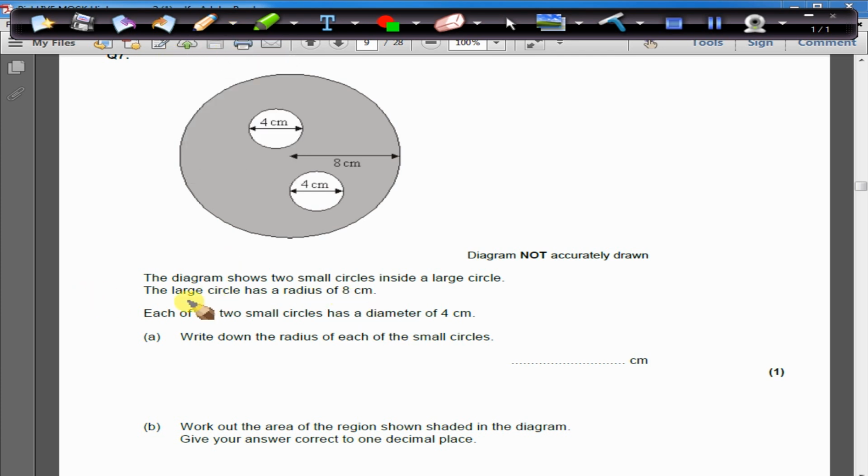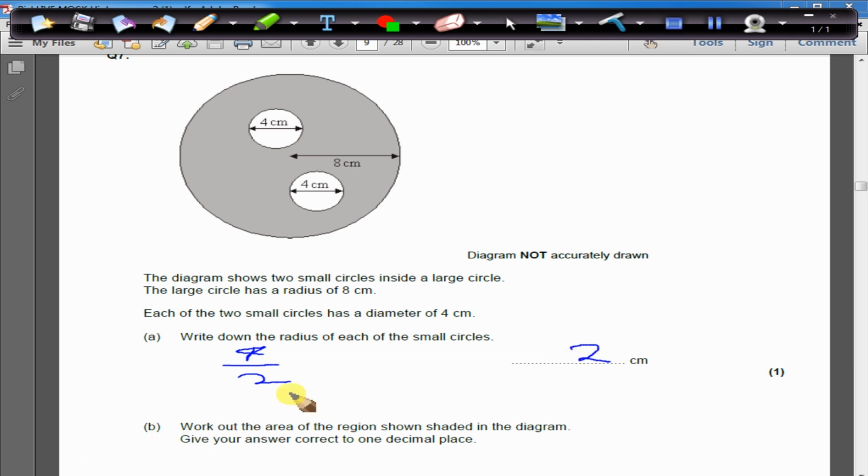Okay, the large circle has a radius of 8 centimeters, the small one has a diameter of 4. Write down the radius of each of the small circles. That's quite easy. The radius is half of the diameter. So this 4 becomes 4 divided by 2. 4 divided by 2 is equal to 2 centimeters.